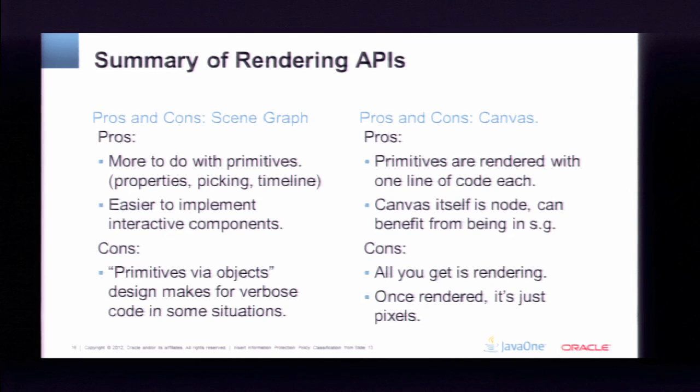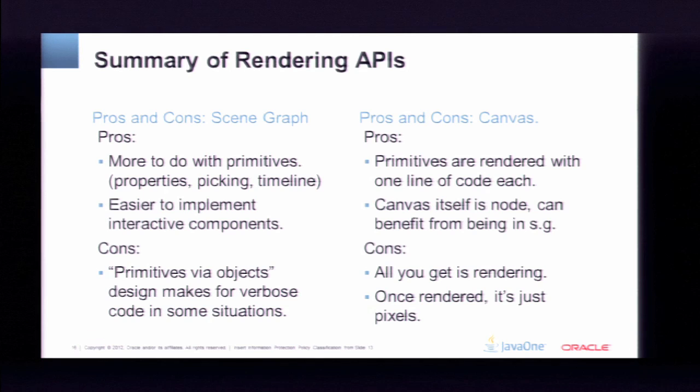All right, so now we're going to shift themes here and go into strategy. You have the scene graph, you have Canvas rendering APIs. When would you want to use one over the other, and so on. So, pros and cons of the scene graph. Obviously, you have picking, you have the timeline and properties that you can animate, and for interactive components, buttons and such in your UI, it's pretty easy in the scene graph to implement that stuff.